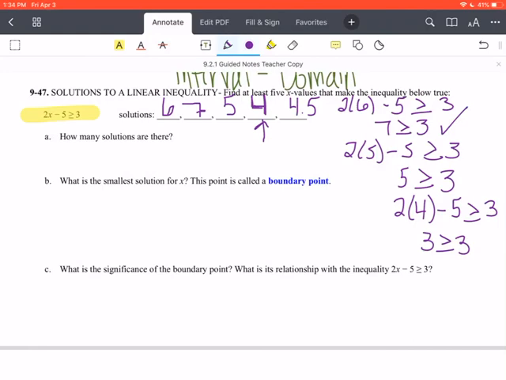So how many solutions are there? What if I kept going? Hopefully you're saying this out loud right now. Infinitely many solutions.